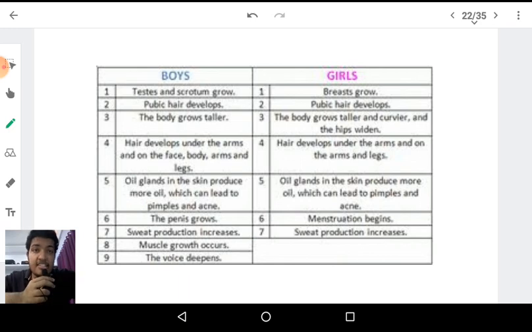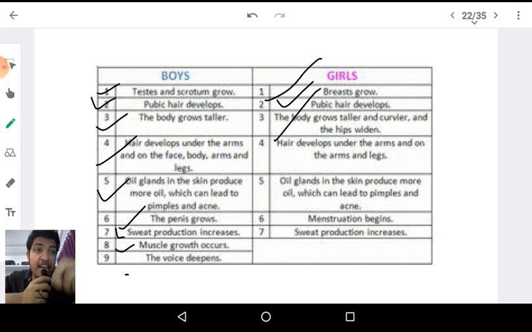There is growth of testes and scrotum, pubic hair development, body grows taller, hair develops under the arms, on the face, body, arms and legs. Oil glands in the skin produce more oil, which can lead to pimples and acne. Penis grows, sweat production increases, muscle growth happens, and the voice deepens. Now talking about the girls, the breasts grow, pubic hair develops, body grows taller and curvier, and the hips widen. Hair develops under the arms as well as on the arms and legs. Oil glands in the skin produce more oil, that leads to pimples. Menstruation begins, and the sweat production increases. So these are the various changes that are happening in both boys and girls during puberty.